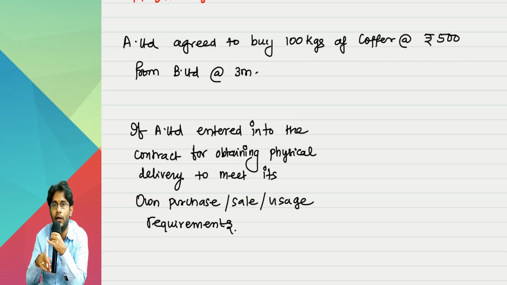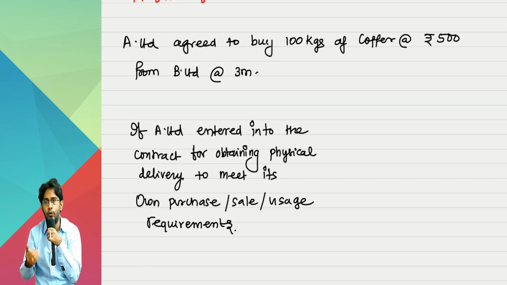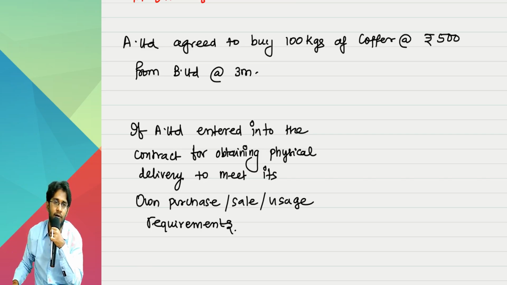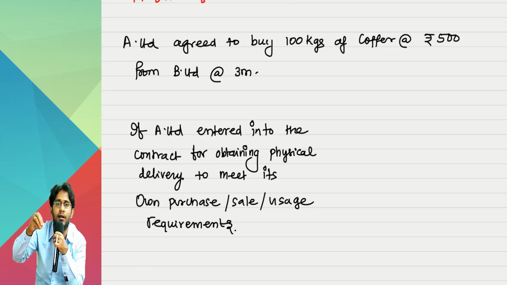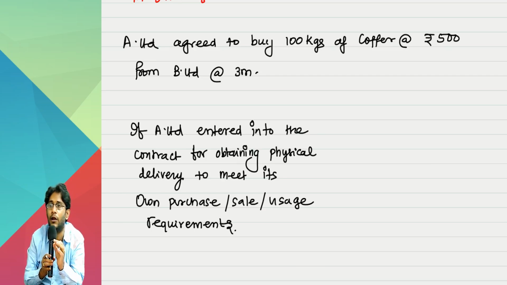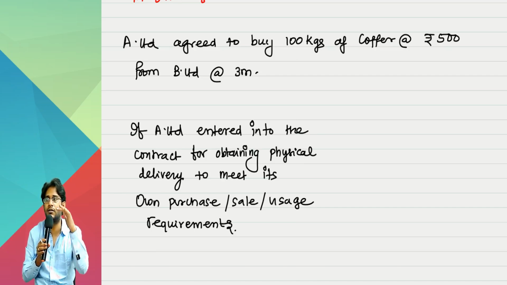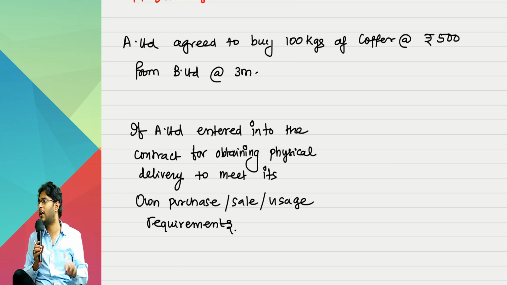Sir, for me, copper is my raw material. So I buy copper from you, which is used as a raw material for my finished product. To meet that requirement, I entered into a contract with B Limited, whereby at 3 months time, I will buy 100 kgs of copper by paying 500 rupees per kg to B Limited. In this, tell me, sir, is there any speculative intent? Speculative intent means trying to gain because of price fluctuations without having any interest on the underlying asset. Am I that case? No, because copper is my raw material here.